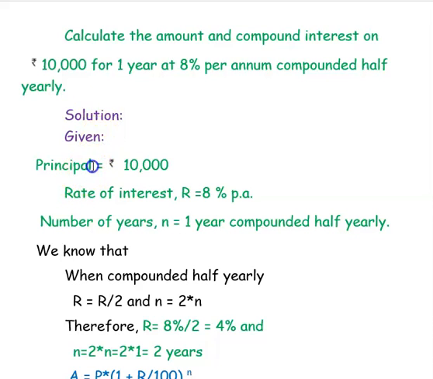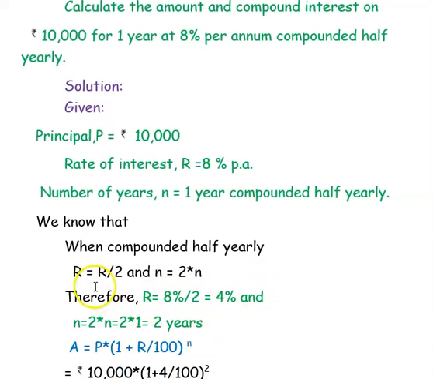So principal, we'll always denote this as P, that is rupees 10,000, and rate of interest as R, and it is 8% per annum. It's given, and number of years is 1 year, and it's given compounded half yearly. So we know that when it is compounded half yearly, our rate of interest we have to halve it, that is R equal to R divided by 2, and number of years will be doubled. So it is N equal to 2 into N.